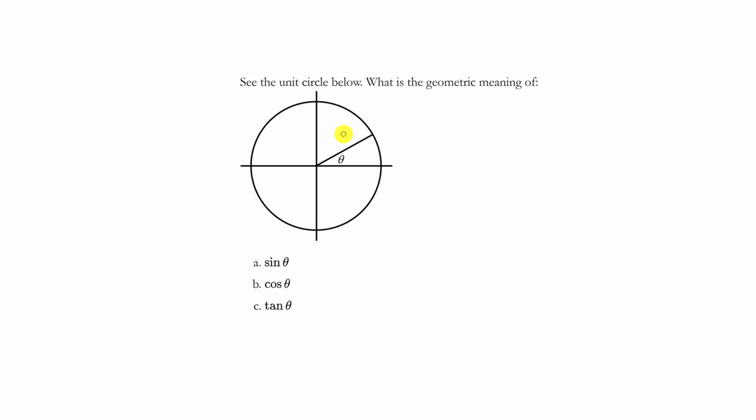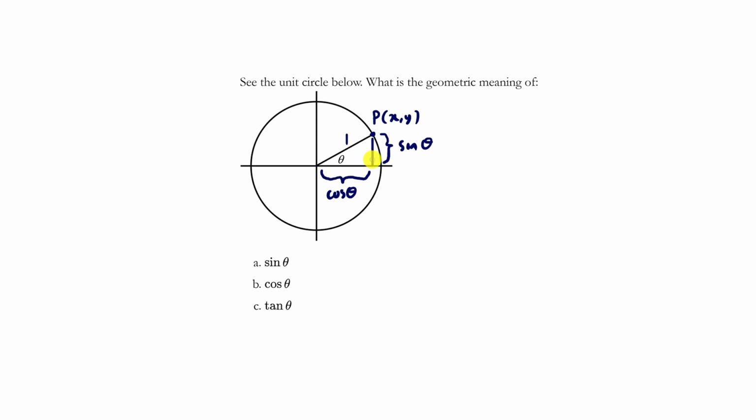Given the unit circle below, what is the geometric meaning of sine, cos, and tan? Please memorize that for the unit circle the radius is 1, and that the x value, which is the x coordinate, is cosine theta. And memorize that the y coordinate is sine theta. So any point P has coordinates x comma y, and it's just good to memorize that the y value is sine theta and x is cos theta.